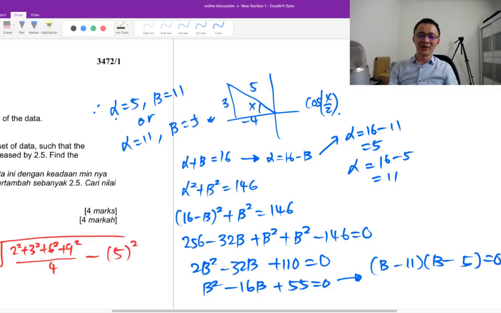The n factorial over n minus r factorial is not important in your syllabus because you can type it into the calculator.